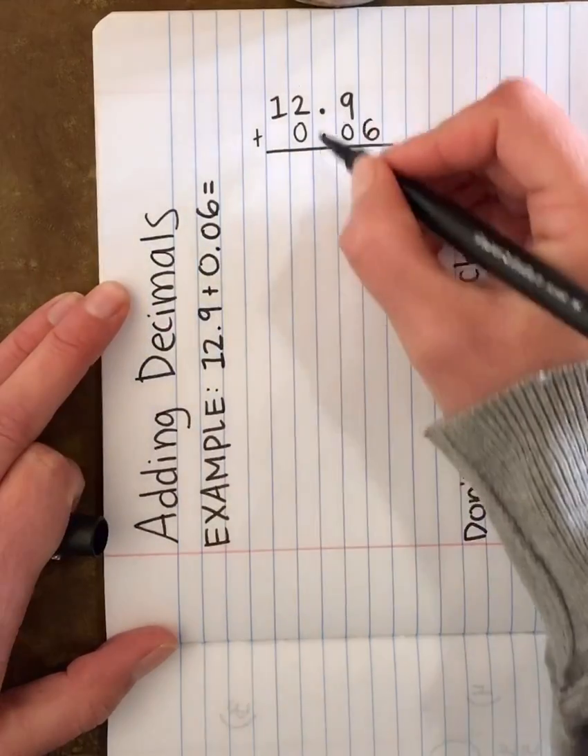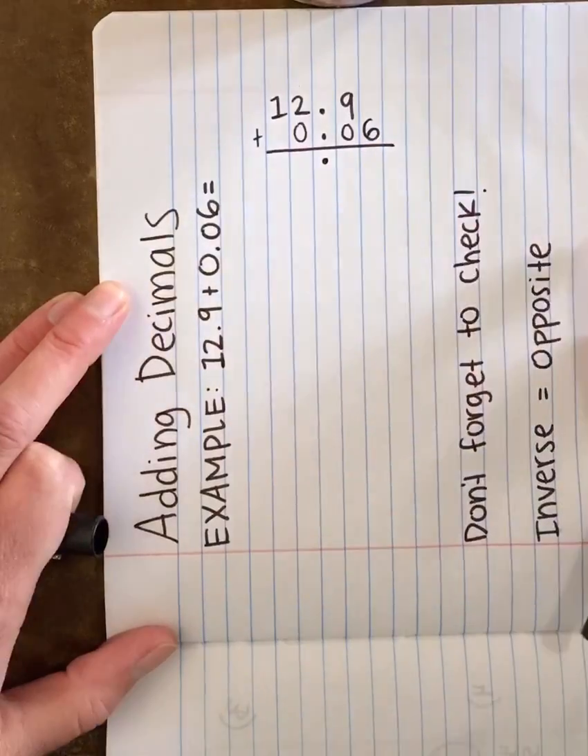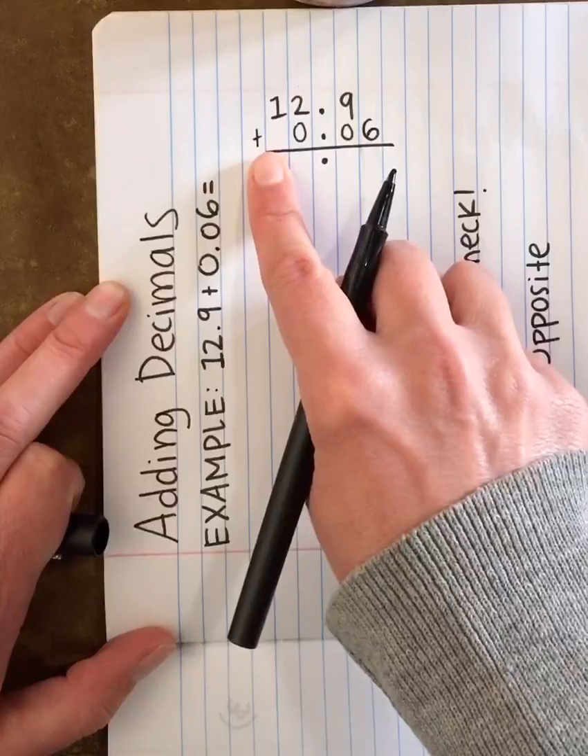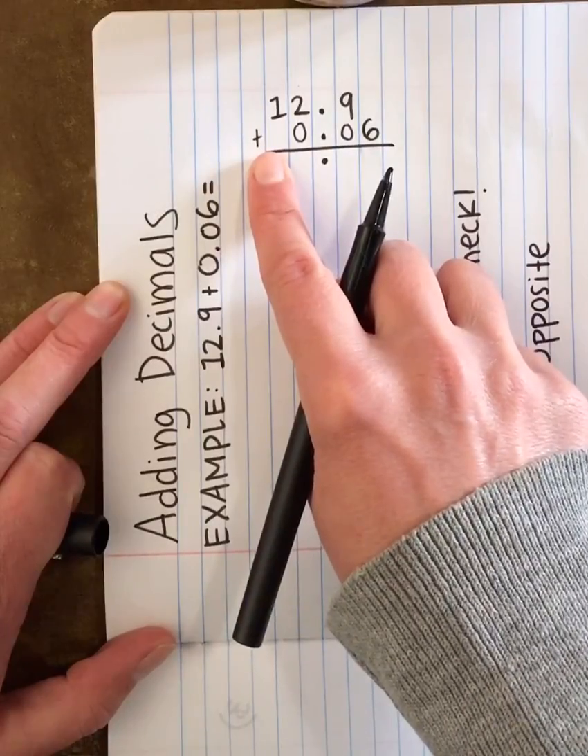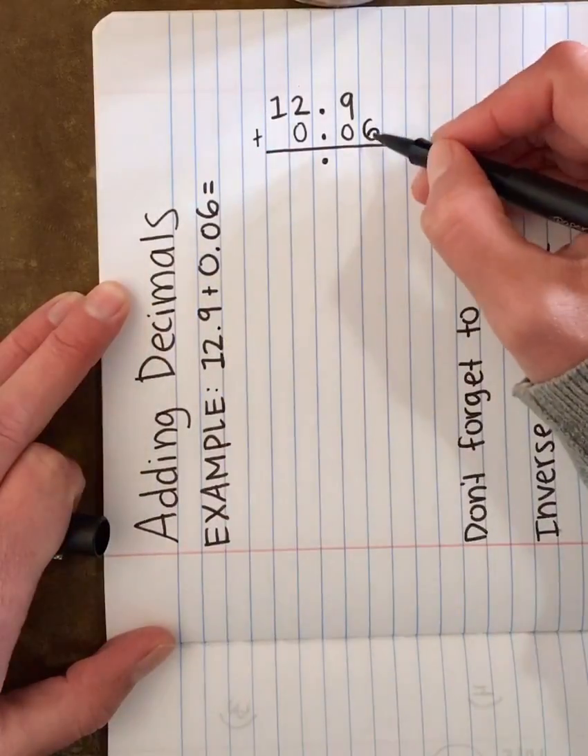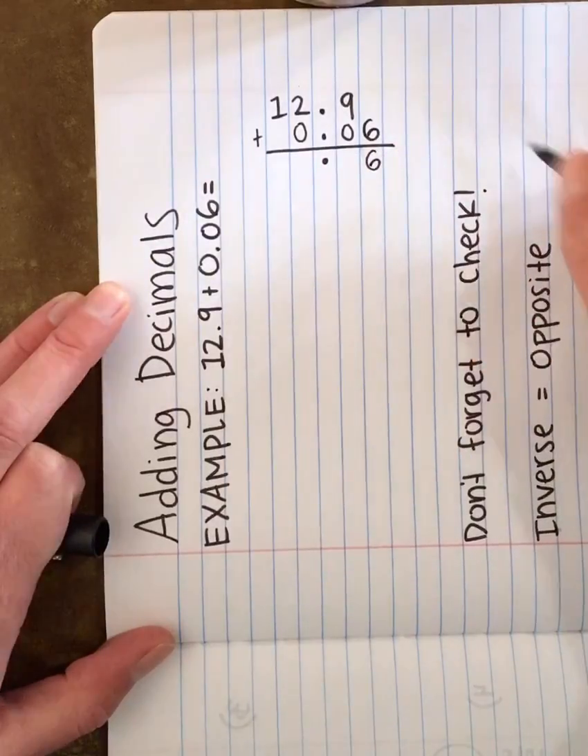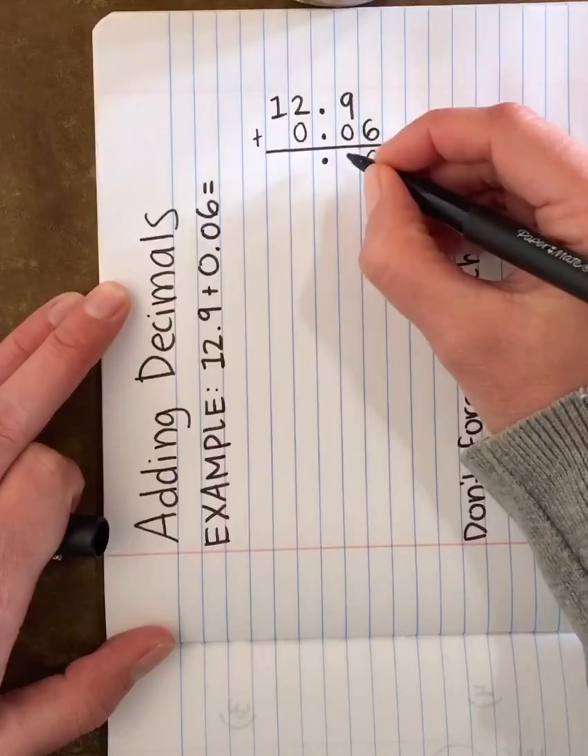And then let's proceed to go ahead and bring down the decimal point first and add from the lowest place value up to the highest, just like with whole number addition in case we need to regroup. There's nothing to add 6 to, so I'll just bring the 6 in my hundredths place down. 9 plus 0 is 9.